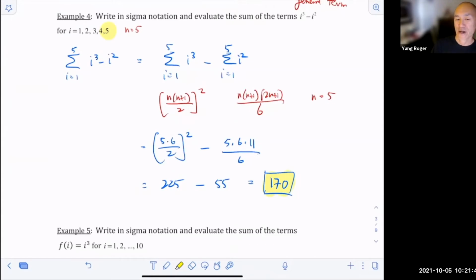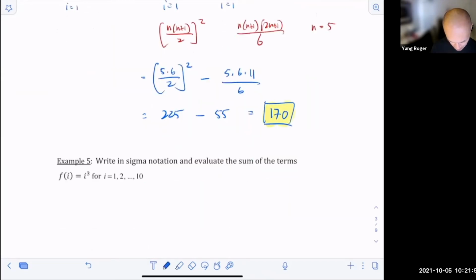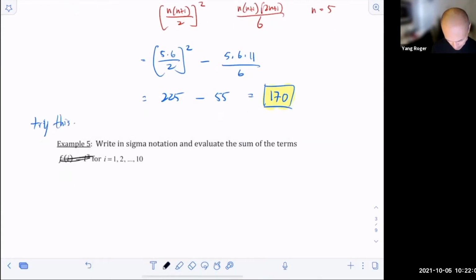Does that make sense for everybody? Are there any questions? All right. I want you to try example 5. I'm going to modify it slightly. So let's just change it so it looks like this. f of i is equal to i cubed plus 2. Okay. So let me give you a couple minutes to try to answer this question.